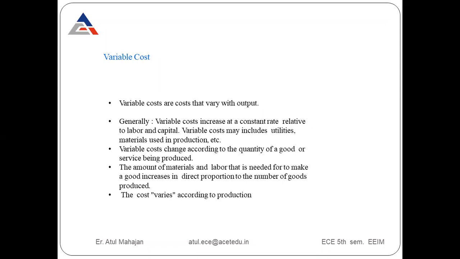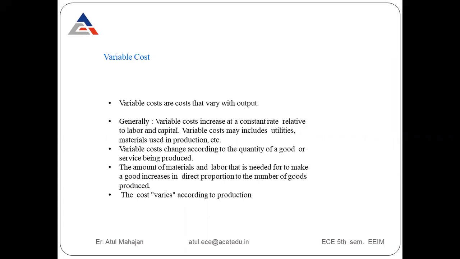Variable cost may include utilities, materials, and production systems. Variable costs change according to the quantity of goods or services being produced. Actually, the variable cost goes on changing because, suppose I have a company or an industry manufacturing school bags. So I have an order of 100 bags. I am manufacturing the 100 bags.